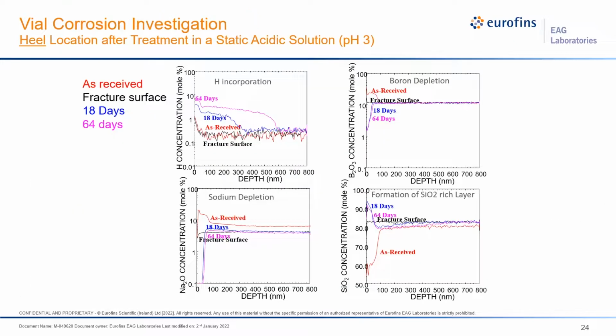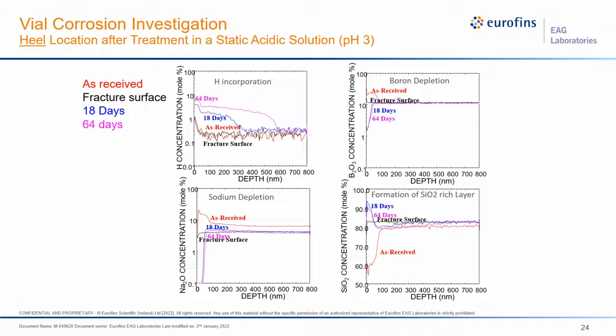What happens if you expose this vial to an acidic solution with a pH of 3 for an extended period of time? So let's look at the hydrogen profile in the fracture surface and in the as-received sample, and we're looking at the heel location because we know that's the trouble location. So the as-received and the fracture surface have similar hydrogen concentrations, and as expected, over time, the penetration of hydrogen has increased.